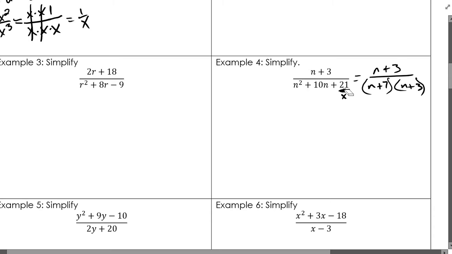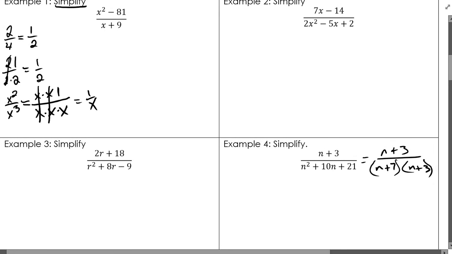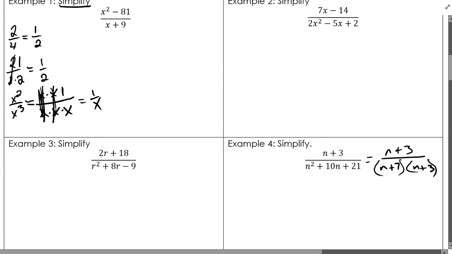Now, just like we did on the previous problem, we cross out things that are the same on the top in the numerator and in the denominator. I have an n plus 3 on top. Does it match with anything in the denominator? Yes, there's an n plus 3. So I scratch out both the n plus 3 on the top and the bottom.